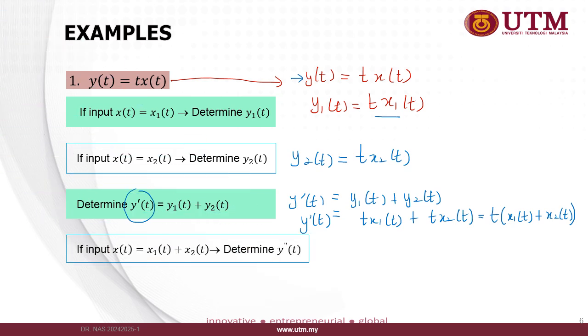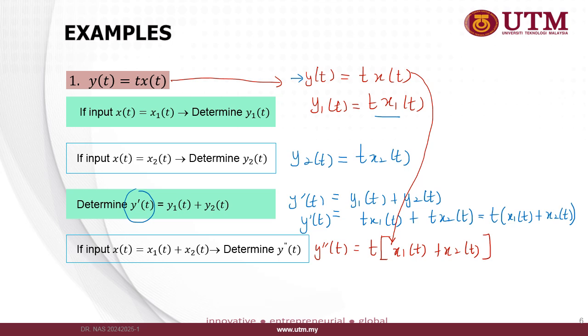Okay, next step, determine y double prime (t) if the input now is x1(t) plus x2(t). So y double prime (t) equals t times x(t), so now your input x(t) becomes x1(t) plus x2(t).